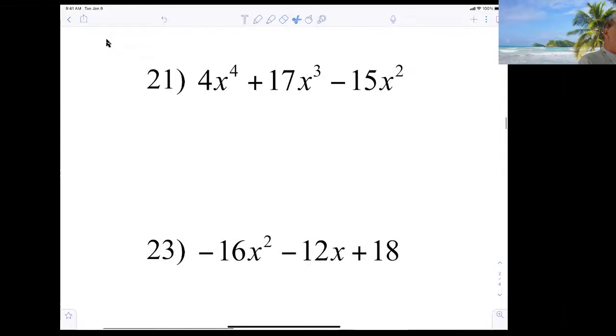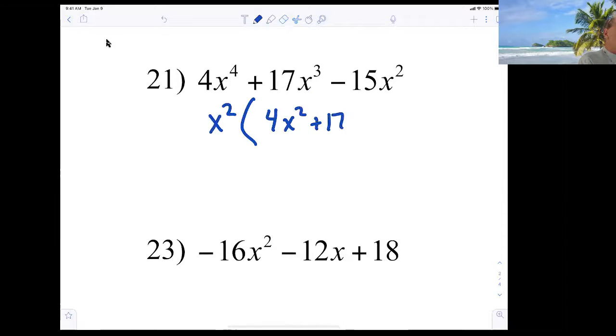All right, here we go. 21. What's common? X squared. What's left behind? 4x squared plus 17x minus 15.